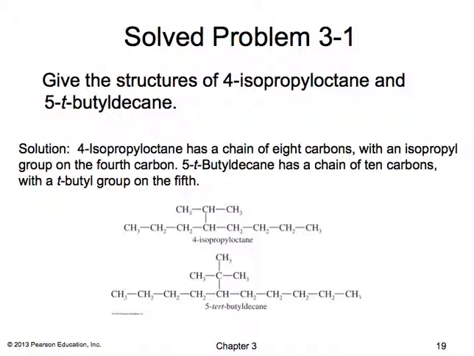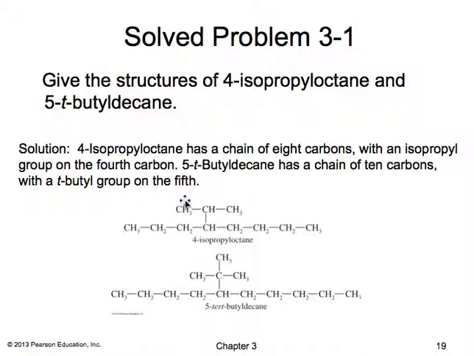So let's do a problem. Give the structures of 4-isopropyloctane and 5-tert-butyldecane. So the solution to this problem is, 4-isopropyloctane has a chain length of 8 carbons, with an isopropyl group on the 4th carbon. So you're going to write out your CH2 groups until you hit 8. And then when you count to 4, at the 4 position, you're going to put an isopropyl.